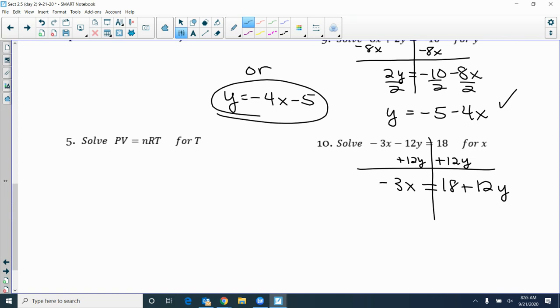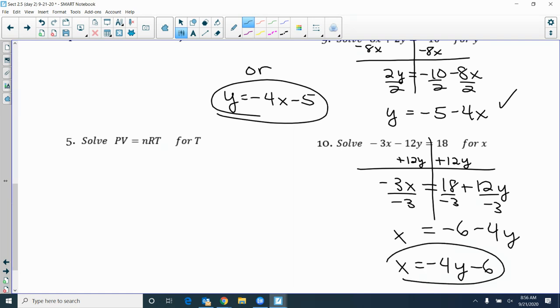Anan, what do you think I do now? You subtract 18 or so. Wait, what are we trying to get by itself? You divide each side by negative 3. Good. Divide each side by negative 3. When I do that, I'm going to divide each little piece by negative 3. And that gives me x equals negative 6. 18 divided by negative 3 works out to a nice number, negative 6. 12 divided by negative 3 is minus 4y. And all I'm going to do is switch the order. Negative 4y minus 6, okay? For that one. All right, now for your others.